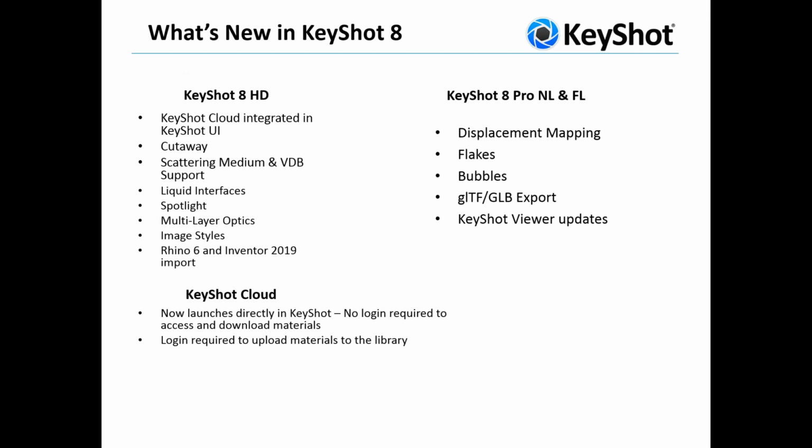So KeyShot 8 is what we're going to be reviewing today. KeyShot 9, I think, is in the mix, a few weeks or months out, but it's certainly in the pipe. But with KeyShot 8, we have some things that have been added to the software new in KeyShot 8. One is the cloud integration into the user interface, which means I can access the cloud for downloading additional materials, environments, and so on. We have a cutaway tool. We can now create cross sections through the models. We have a scattering medium, liquid interfaces, spotlight, multi-layer optics, image styles, and now including Rhino 6 and Inventor 2009 imports.